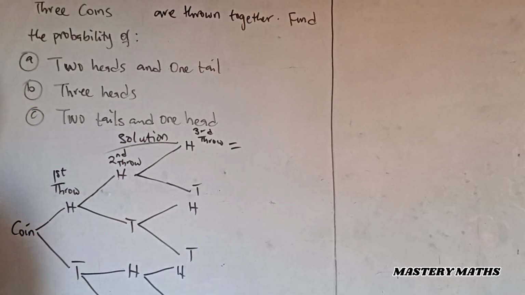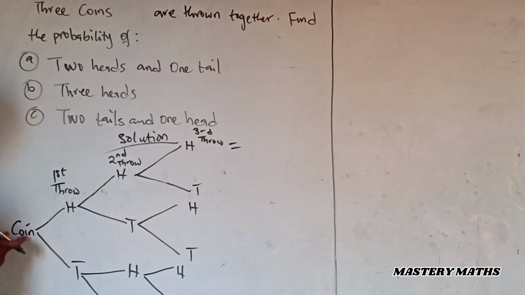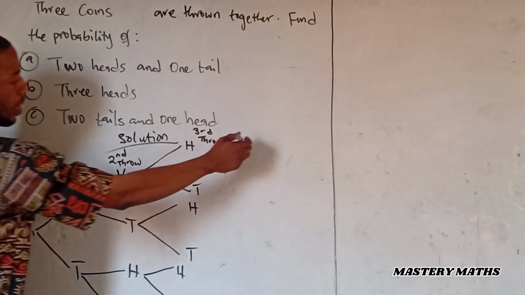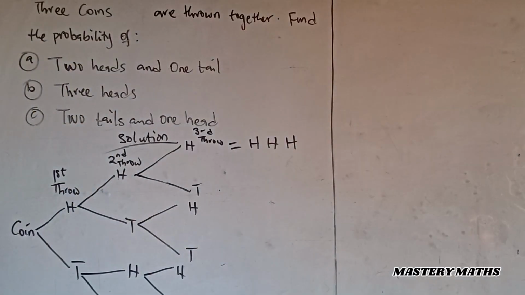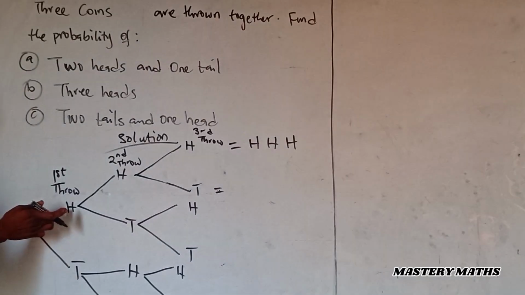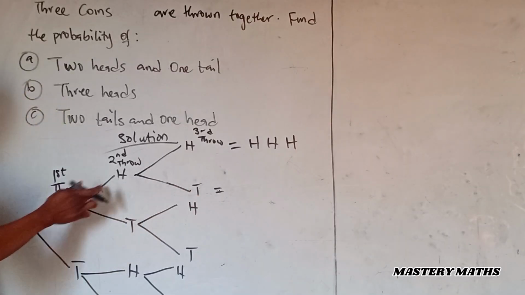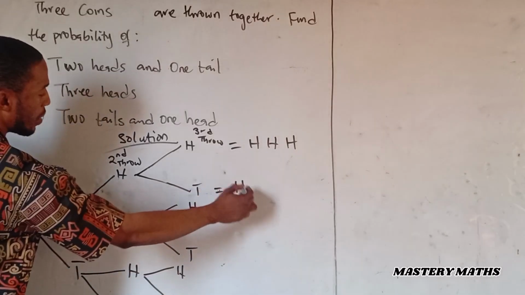Now look up. This is a coin. From the coin, you have your head, and head. The coin produced head, and head. So you have your head, and head. Now coming to the second part, the coins produced head, and tail. Head, and tail, which will give us our head.